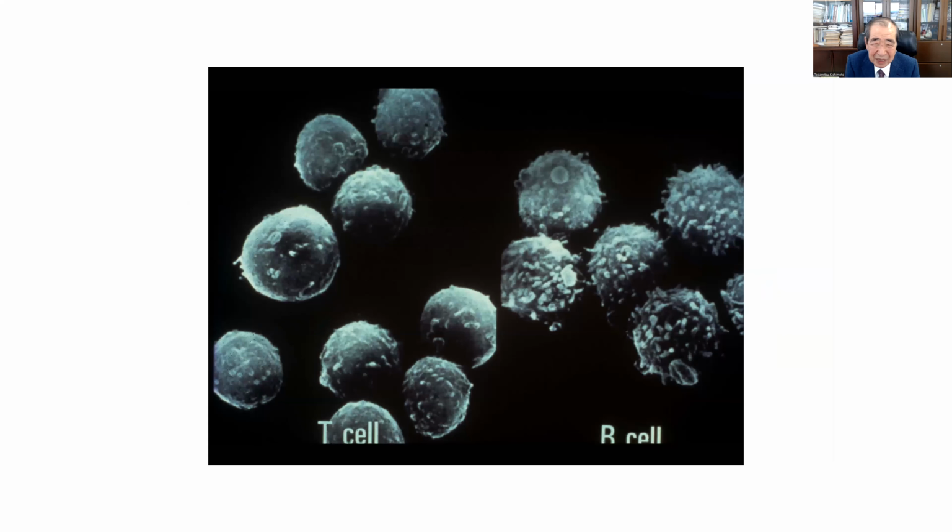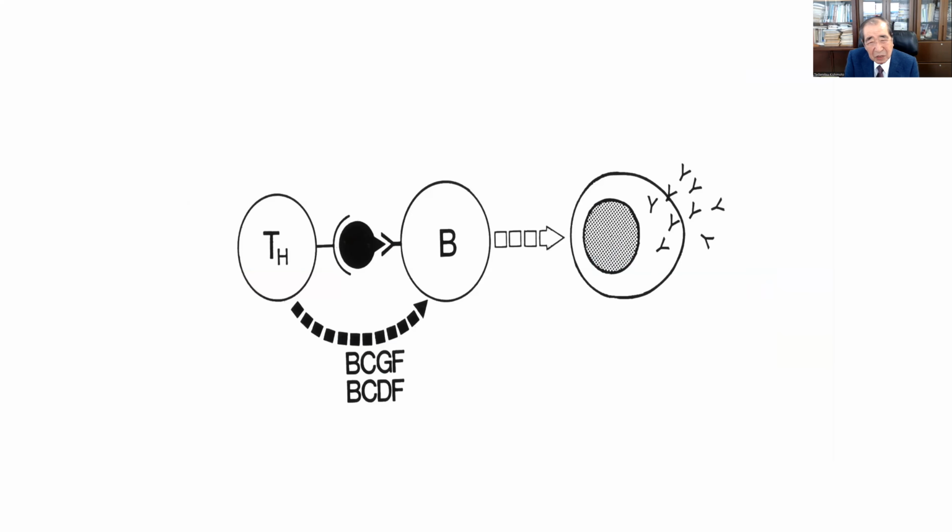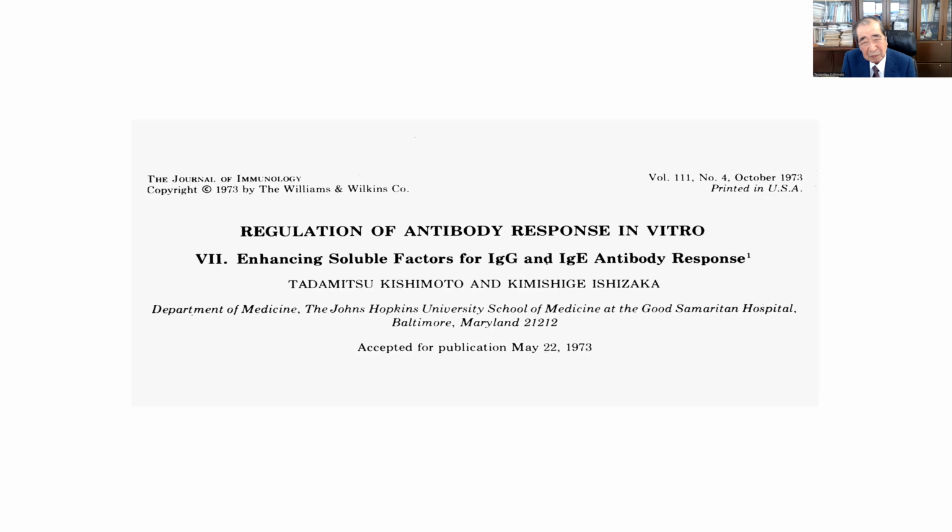More than 50 years ago, T cells and B cells were discovered in immune systems. B cells produce antibody, but the presence of T cells is required. So I speculate T cells produce certain molecules to stimulate B cells to produce antibody, and this molecule was called BCGF or BCDF.